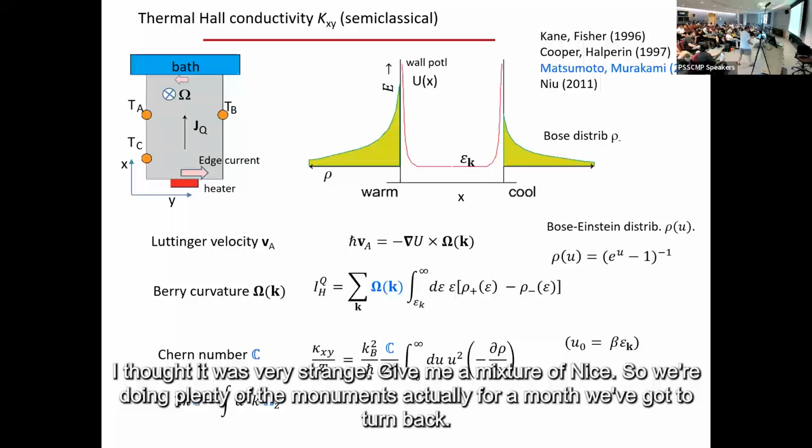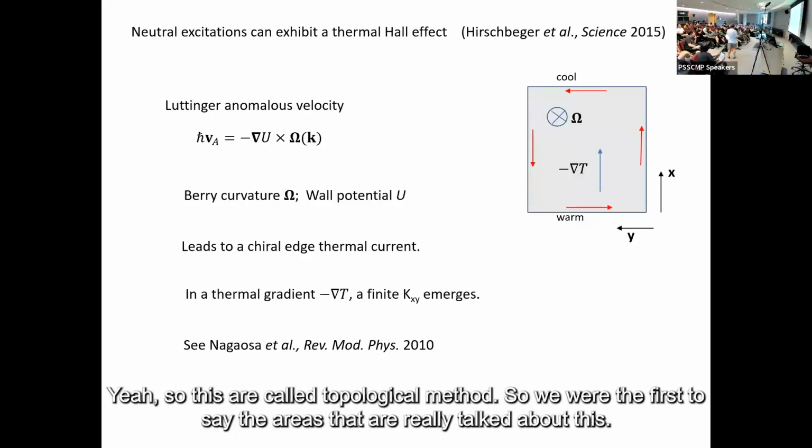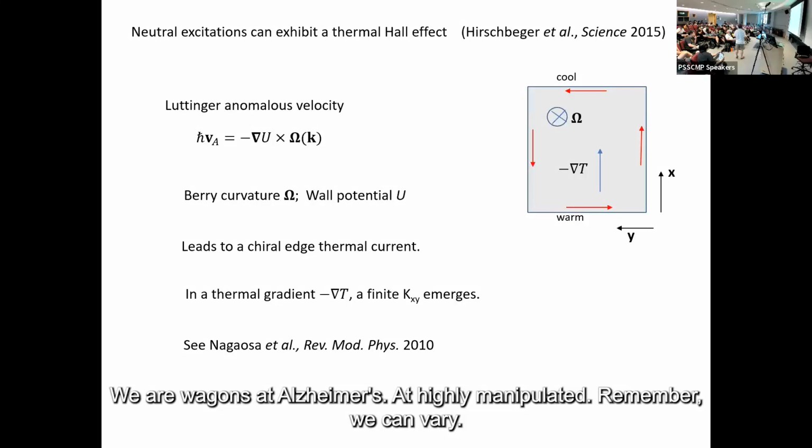You mean a mixture of fermionic and bosonic? So what you're implying is that the magnons actually have a non-trivial term, is that it? Yeah, so these are called topological magnets. Okay. So we weren't the first to say it. Theorists had already talked about this. That's what you mean by bosons, that these are magnons. These are magnons in a high magnetic field. Okay. Yeah. Remember, we can vary the field.